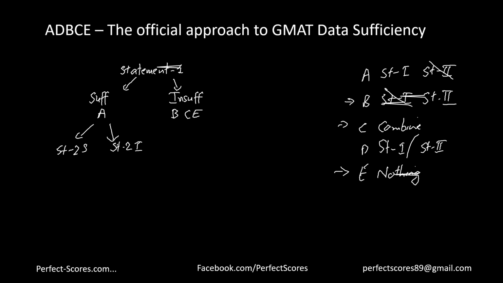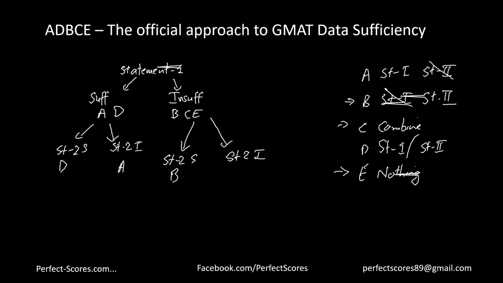So if statement 1 is sufficient and statement 2 is sufficient, then your answer is D. If statement 1 is sufficient and statement 2 is insufficient, then your answer is A. So if statement 1 is sufficient, there are two possibilities of answer, A or D. If statement 1 is insufficient, then there are three possibilities of answer, B, C, or E. And in here as well, you look at statement 2. Either statement 2 is sufficient or statement 2 is insufficient. If statement 1 is insufficient and statement 2 is sufficient, then your answer is B.